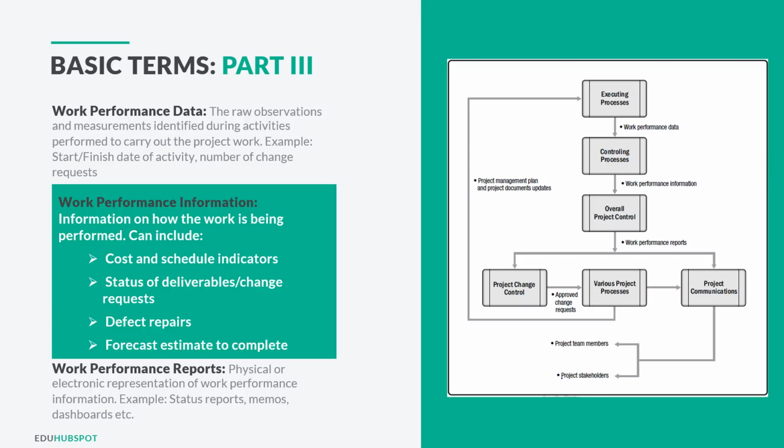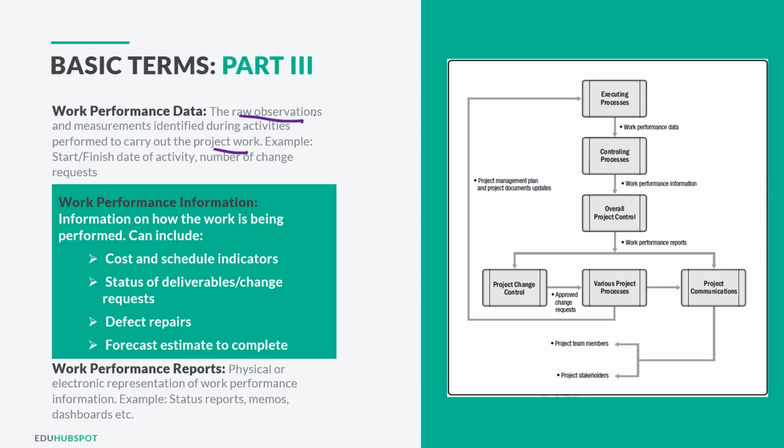Then we will use these 3 terms a lot: work performance data, work performance information, and work performance reports. Work performance data is the raw observations and measurements identified during activities performed to carry out the project work. For example, what is the first raw observation you have taken from this course? You have probably watched 2 or 3 videos, or maybe more. You might say, oh, Varun is not good, or Varun is great. You might have built certain kinds of raw observations. When I'm talking about a raw observation, I'm talking about work performance data.